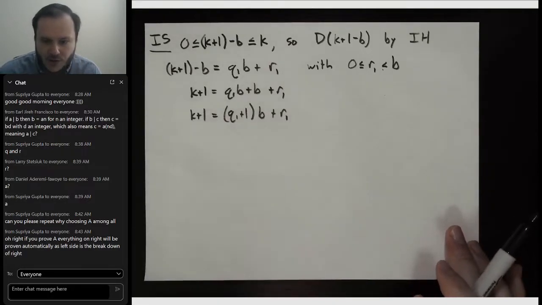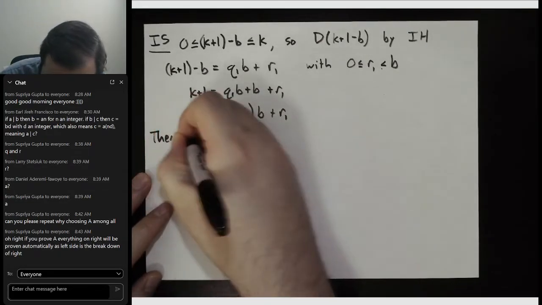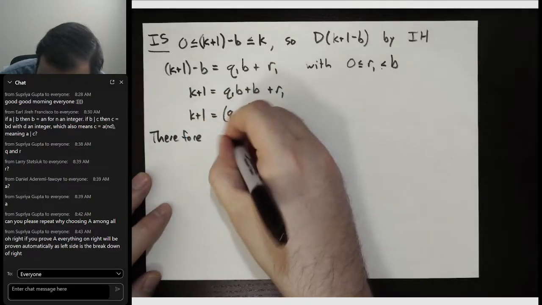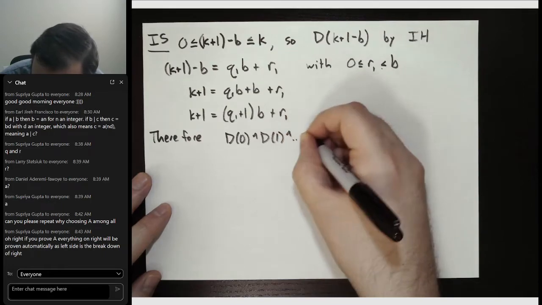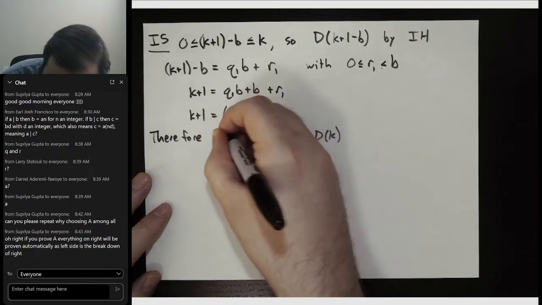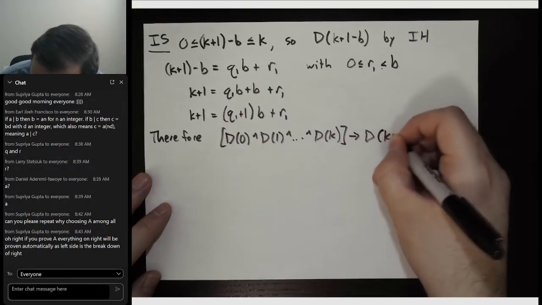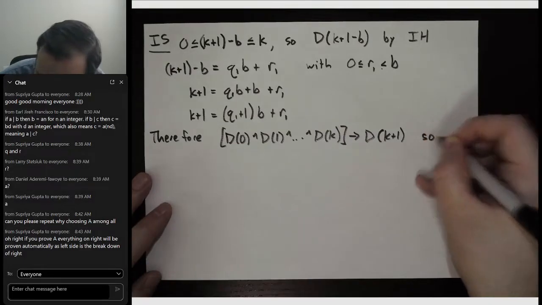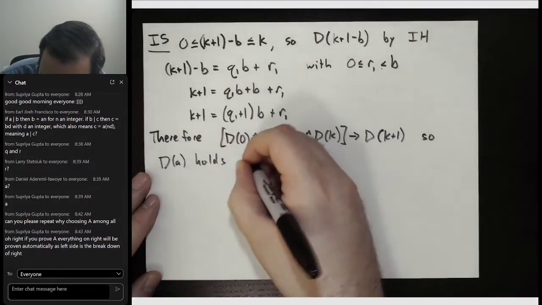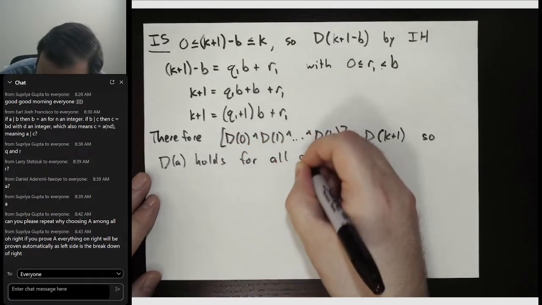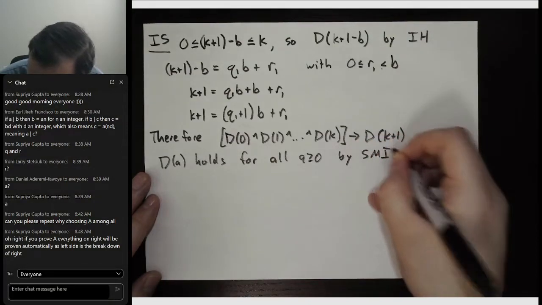Okay, but remember, all of this, so let me finish this. Therefore, d of 0 and d of 1 and all the way up to d of k implies d of k plus 1. So d of a holds for all a greater than or equal to 0 by strong mathematical induction.